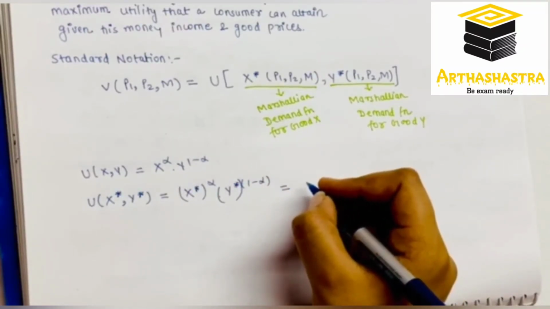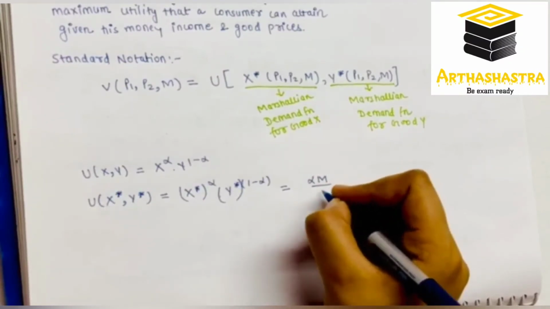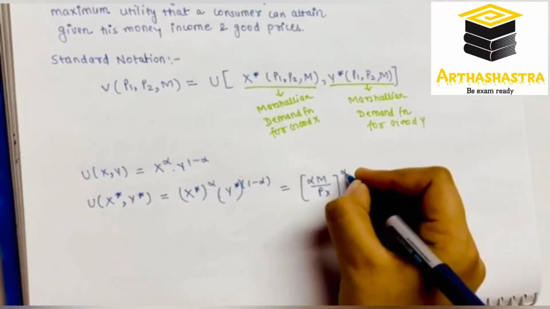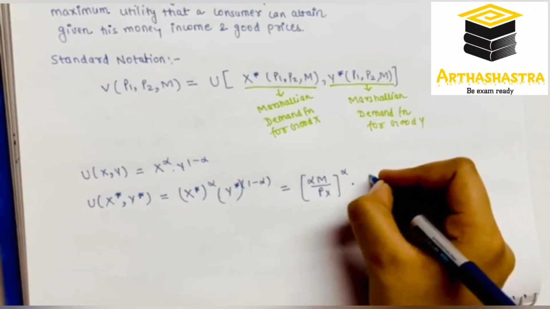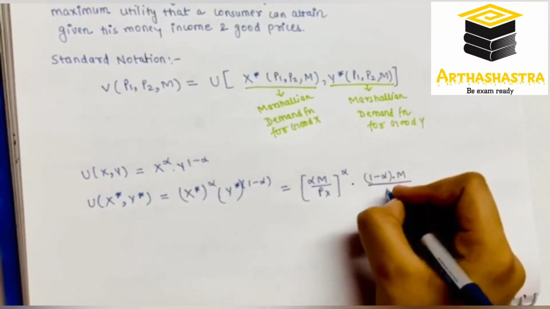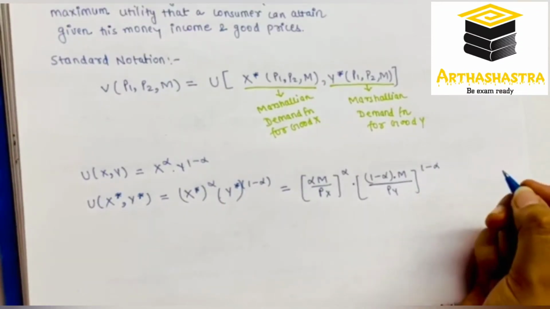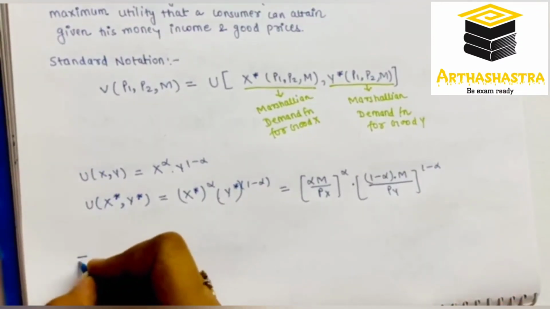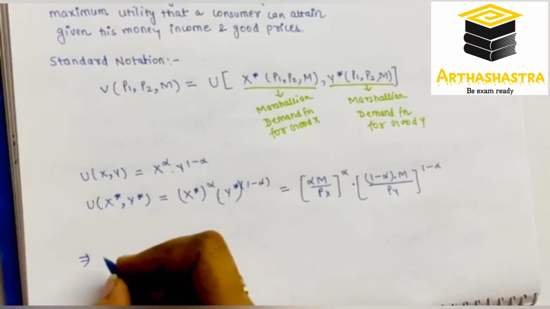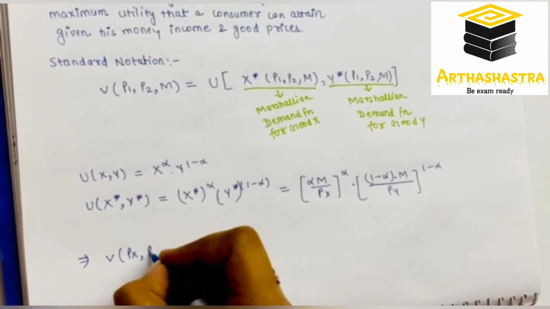So we will get (alpha m over px) whole raised to the power alpha times ((1 minus alpha) times m divided by py) whole raised to the power 1 minus alpha. So this is our indirect utility function. We present it as v(px, py).